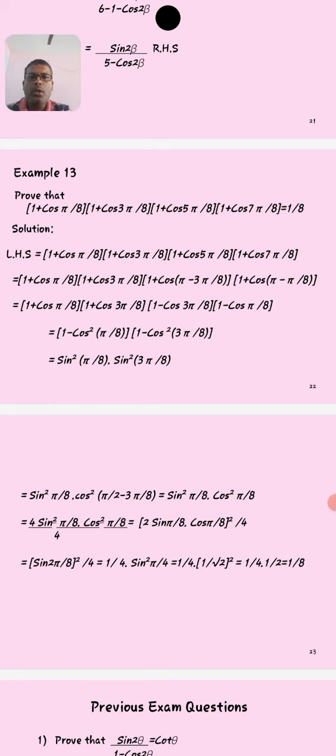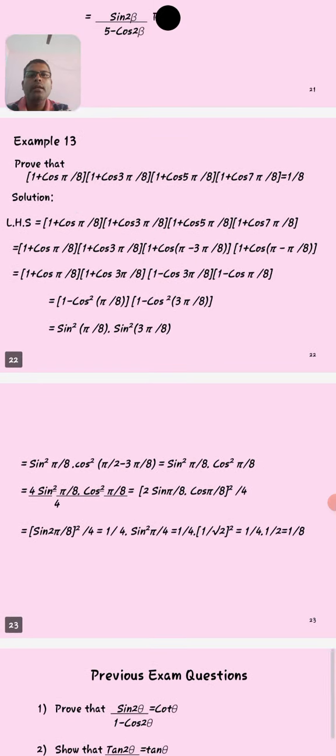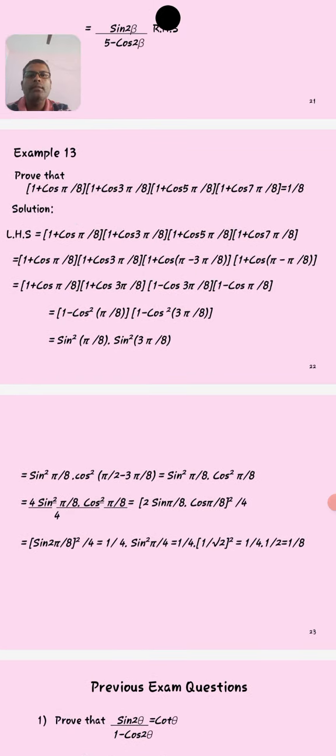1 plus cos pi by 8, 1 plus cos 3 pi by 8, 1 plus cos 5 pi by 8, 1 plus cos 7 pi by 8. Okay, in the next step, that is equal to 1 plus cos pi by 8, 1 plus cos 3 pi by 8, 1 plus cos of pi minus 3 pi by 8, and also we write 1 plus cos of pi minus pi by 8.